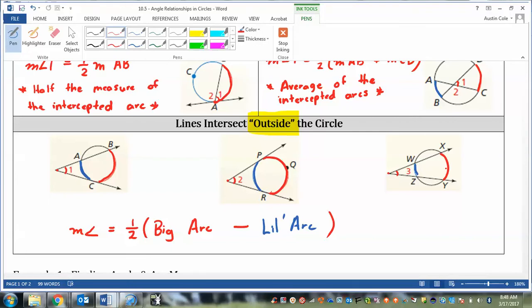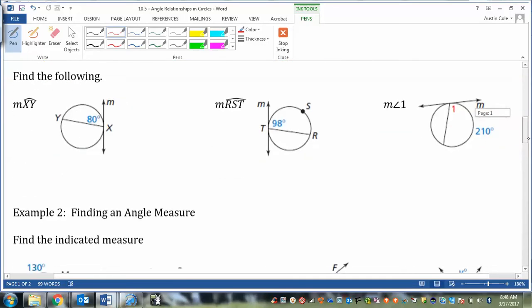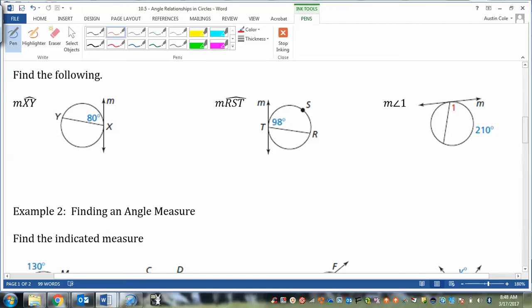Questions? Okay, let's apply some of these and use them in a problem. So if I look at this situation, we need to find the measure of arc XY. First off, are those lines intersecting on the circle, in the circle, or outside the circle? On the circle, right? So that's going to be situation 1. What's our rule there, Alex? Measure of angle 1 equals 1/2 the measure of AB. Okay, so it's going to be 1/2 the intercepted arc.